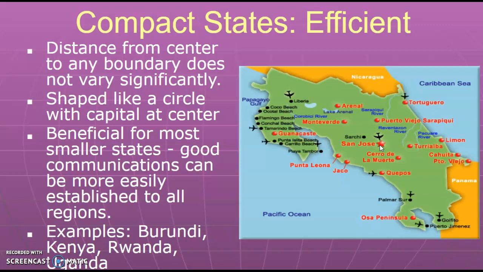This is beneficial for most smaller states as they provide good communication that can be more easily established to all regions. Also, transportation is so easy from all regions as well, from the capital, which should be the center of their country, for communication and transportation out. Examples of this would be Burundi, Kenya, Rwanda, Uganda. These are all examples of compact states. Austria is a compact state as well in Europe. So this is about efficiency.